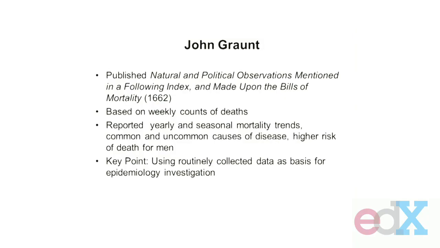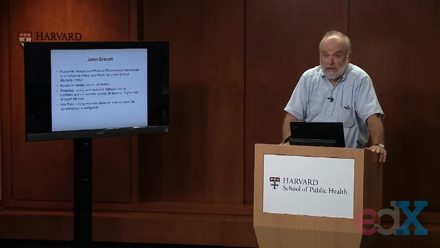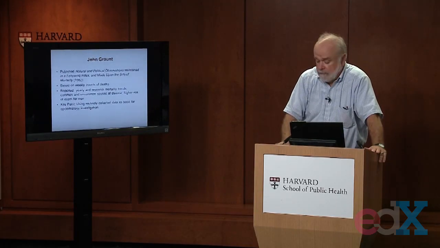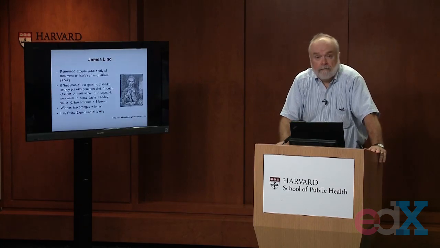The key point I want to stress in John Grant's work was the use of routinely collected data, collected for an entirely different purpose, just reporting who was dying and what they were dying from. And from those data, try to glean information between potential associations, between determinants and the mortality and the causes that people died from.